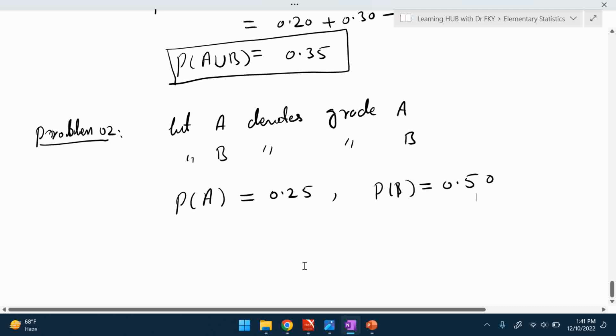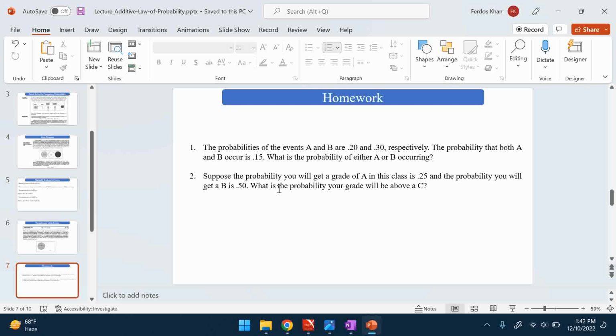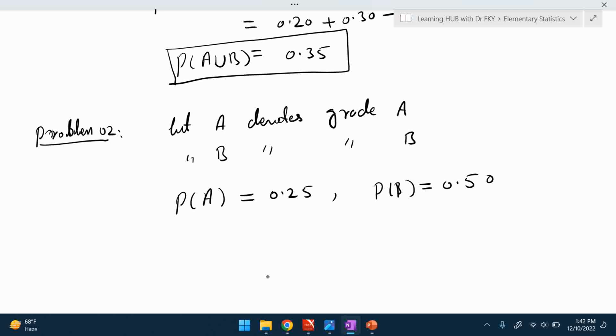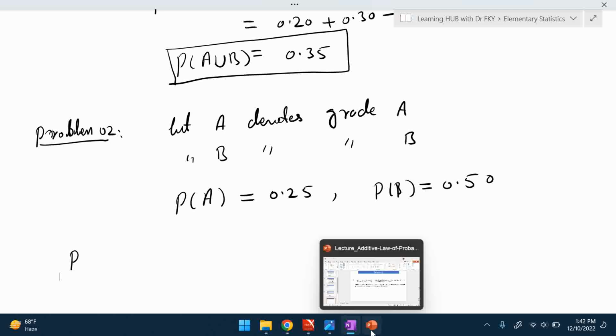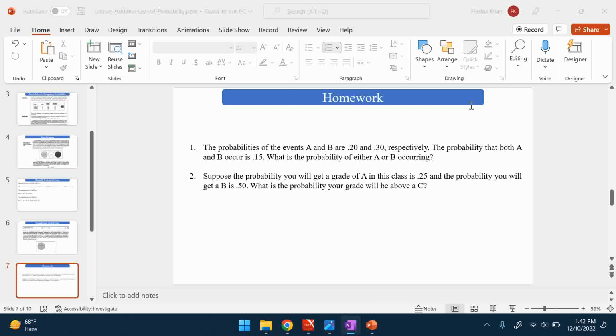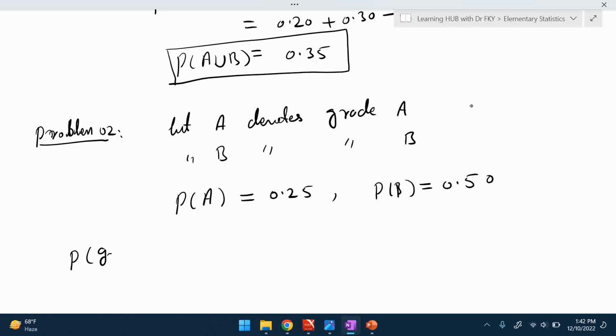This means that you will get either grade A or B. This is the statement of the problem. The statement is a little different, but you can translate it into other words. What is the probability your grade will be above a grade C? This means that you will get grade A or B. You need to calculate the probability of grade A or B. So you can transform it like this. The probability of grade above C is equivalent to probability of grade A or B.